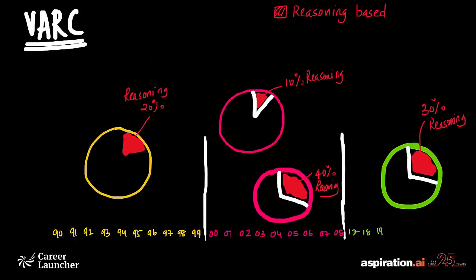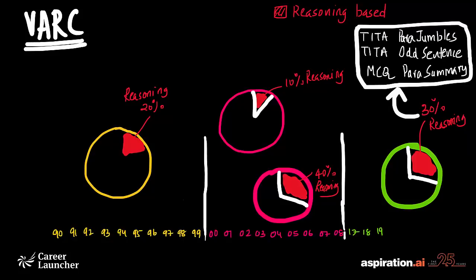Let's look at reasoning based questions. And you see reasoning based questions were there across the CAT. But there is just one problem here. When you look at the reasoning based questions of the recent CATs, there are 3 kinds of questions that have been asked. One is paragraph jumble, type in the answer, that is TITA, or non-multiple choice question, where you have got 4 sentences or 5 sentences given to you, jumbled, and you have to type in the right order. You don't have any options.